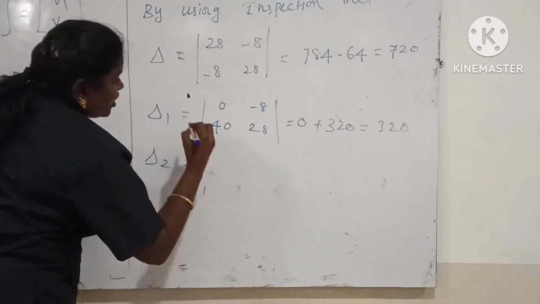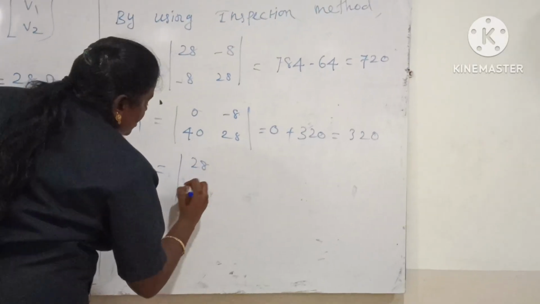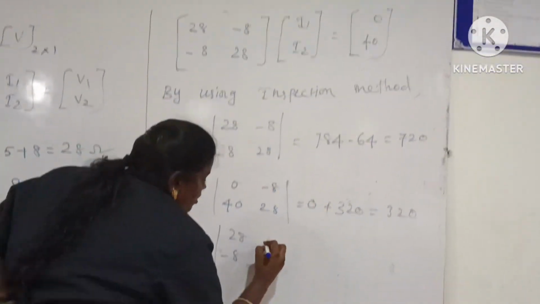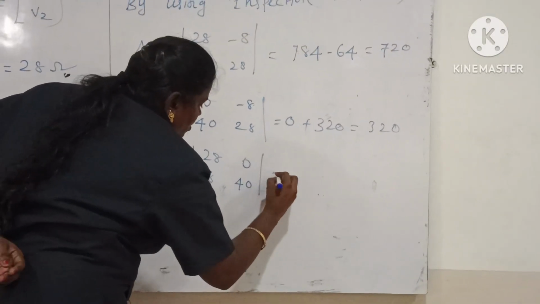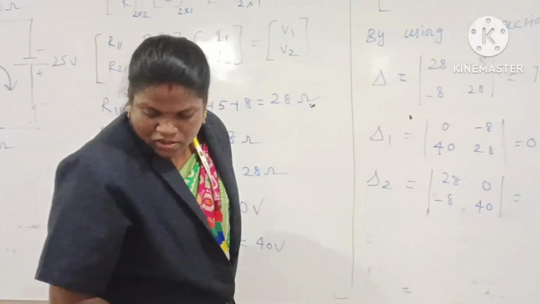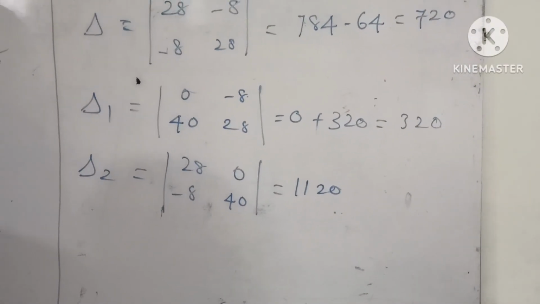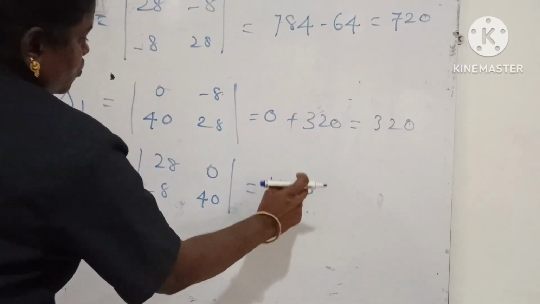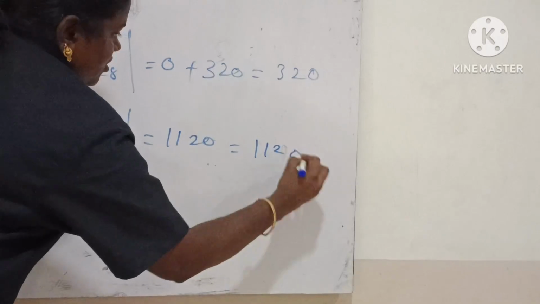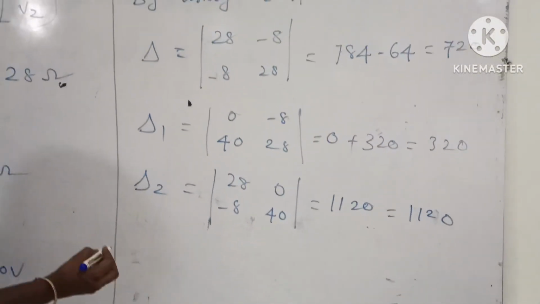Then you have to find the del 2 value. 28 minus 8 is the same value. So you have to replace the voltage source in the second column, 0, 40 volt. So 28 into 40, 1120. Minus 8 into 0, 0. So we will get the answer 1120.